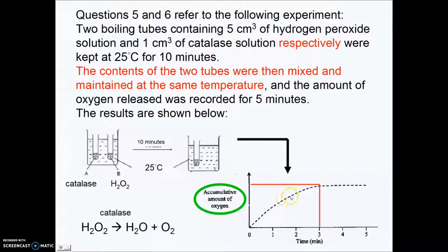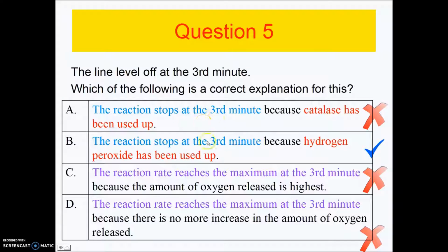So if you really want to calculate the rate of reaction, you should calculate the slope in this case, not just in this case. So A, B are the possible answers. The reaction stops at the 3rd minute because the catalyst has been used up. That means the enzyme has been used up. And option B, because the hydrogen peroxide has been used up. So the case is that the substrate has been used up.